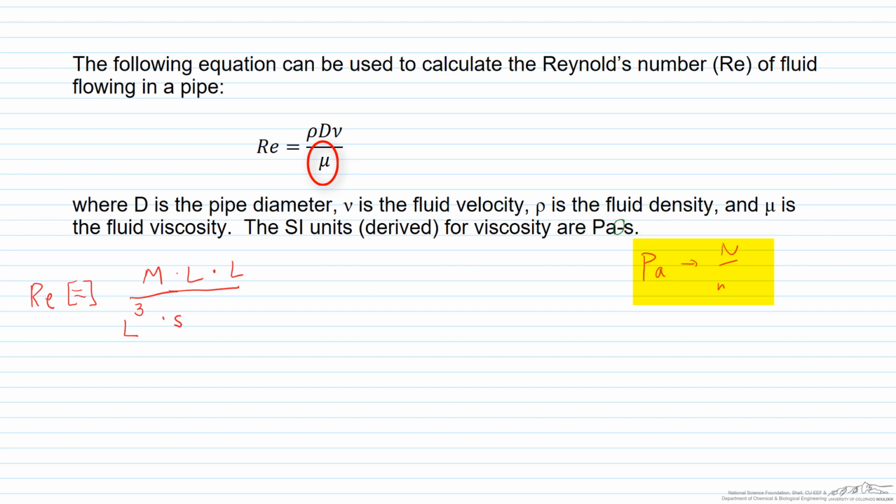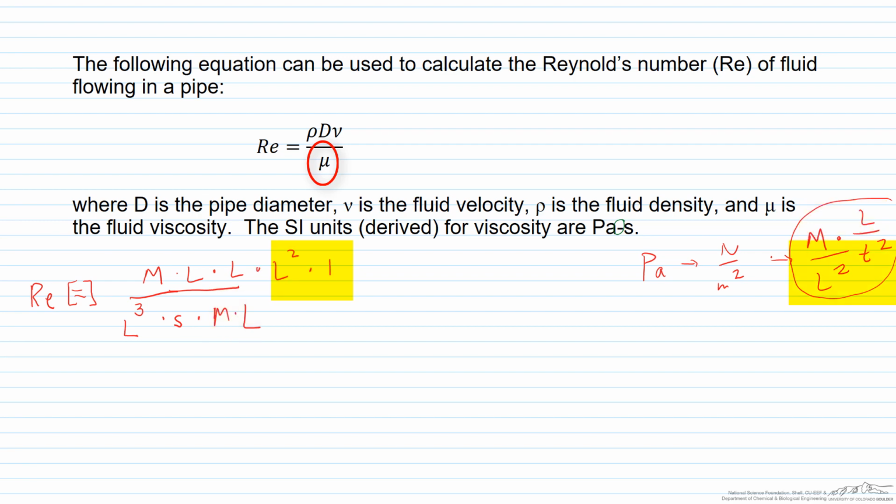Pascal is a Newton per meter squared, right? And you probably know that a Newton is force, which is mass times acceleration. Acceleration is the length divided by time squared. 9.81 meters per second squared is the acceleration on planet Earth. So I'm just going to write that as mass times the length scale divided by time squared. And then we divide by meter squared, which is length squared. So I'm going to flip this entire thing upside down and put it over here in the denominator. So we have ML, mass times length, and then we're dividing by L squared times time squared.